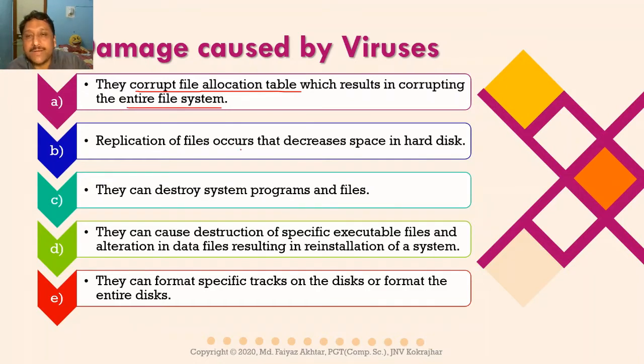Now, replication of files occurs that decreases the space of the hard disk. Replication of files means if a file is created, that file becomes 2, 3, 4, 5, 6. Like this, it replicates, it copies itself. Then the space of your hard disk becomes less, or an out of space message may be displayed on your screen. They can destroy system programs and files. System programs are very important programs which may be destroyed by viruses, and then the system will not work properly.